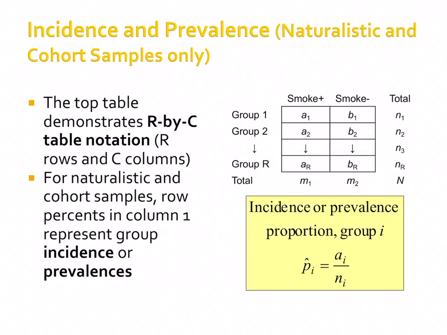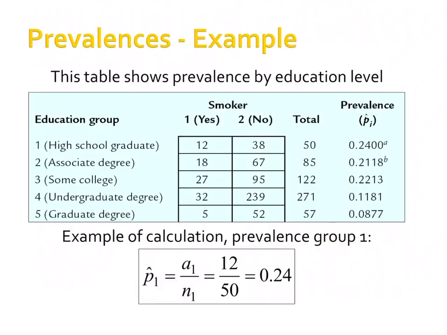So the top table here is demonstrated by R by C table notation. So we have smoke and not smoke, group 1 to group R all the way at the bottom. For naturalistic and cohort samples, the row percent in column 1 represents group incidence or prevalence. So here's our incidence and prevalence proportion. Here we have our p hat, which is denoted as a proportion. So the proportion of i is equal to A_i over N_i. So if you had A1 over N1, this is how you determine, depending on how you're looking at it, the incidence or prevalence rate in that area.